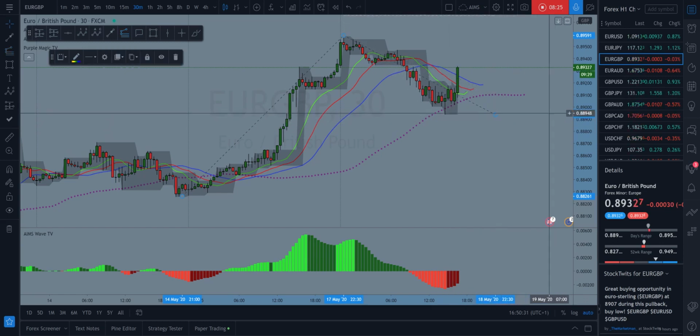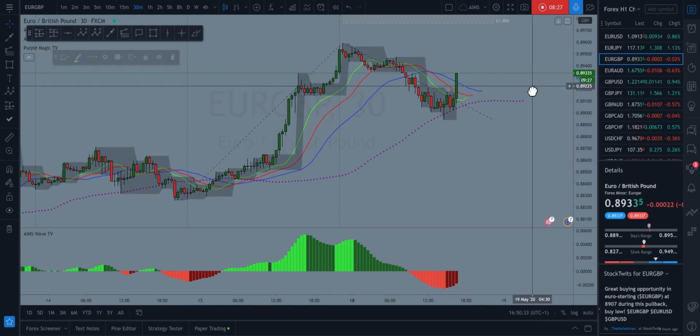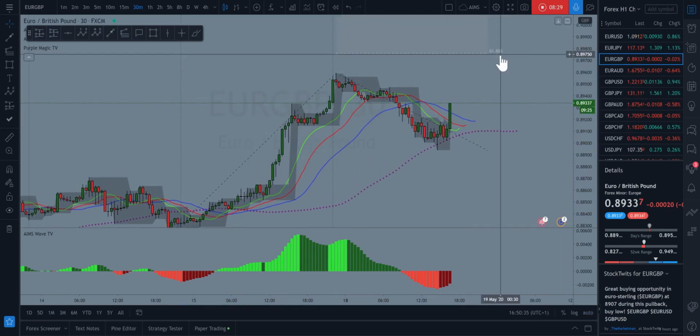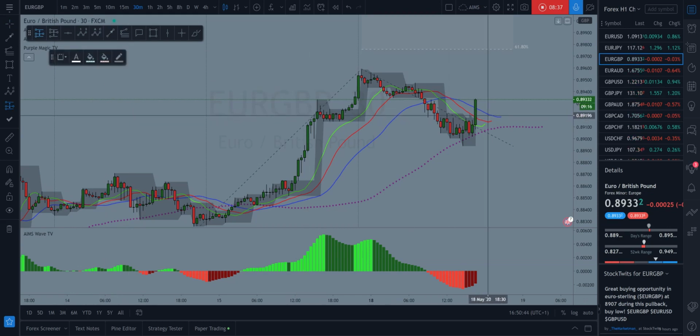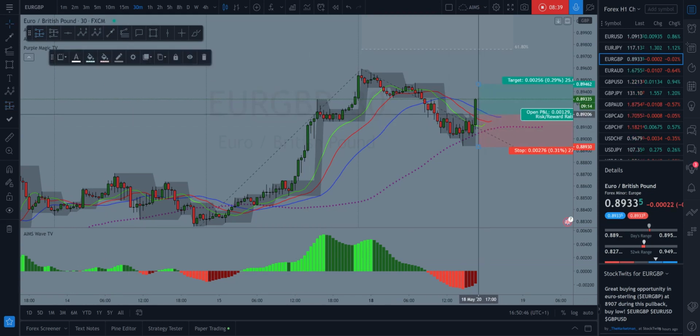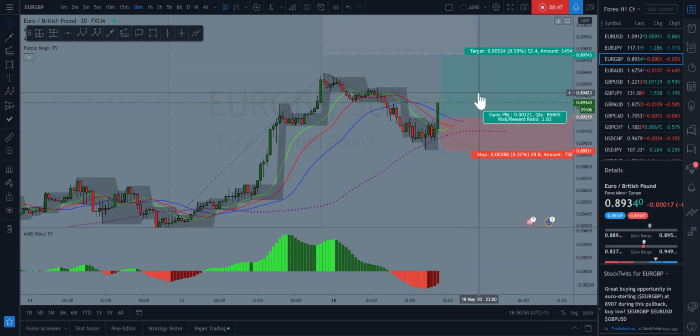So if I drag it down, this would be your target, 0.8975. That would be a very good target. And your risk reward should be, if you took your trade here and had your stop loss below the box and you target that, then your risk reward is 1:1.82.